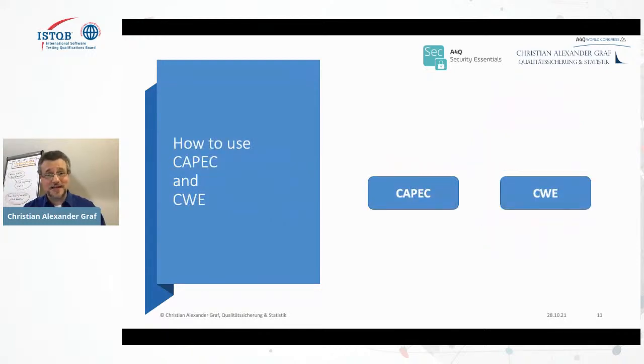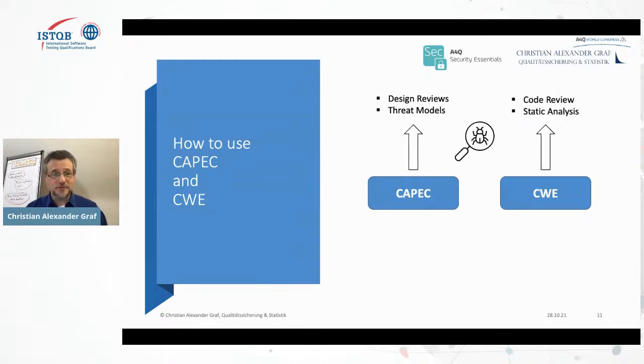Okay, how to use CAPEC and CWE? Well, both you can use in design reviews as well as code reviews, where you use CWE more in code reviews and in static analysis, and CAPEC more in design reviews and threat models. But also in threat models, you will also use CWE, which you can see on a flip chart behind me, which is unfortunately only written in German.